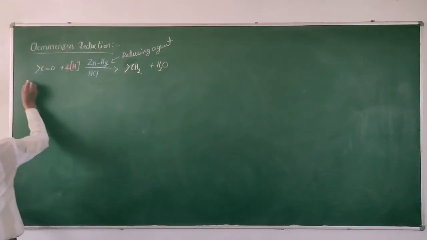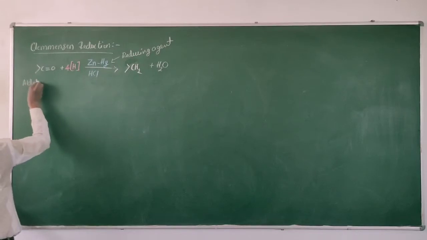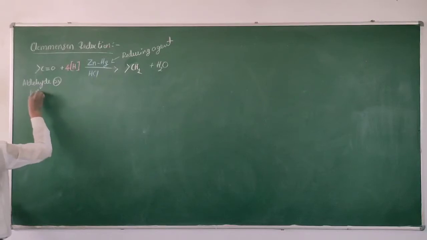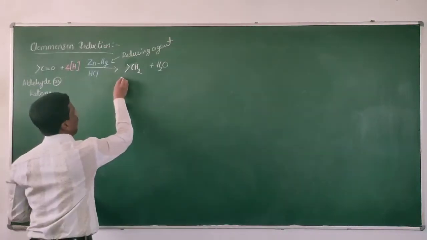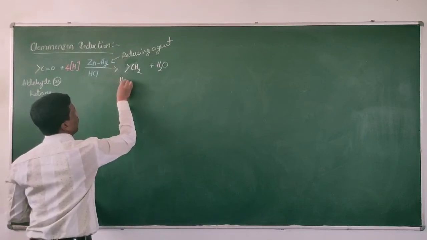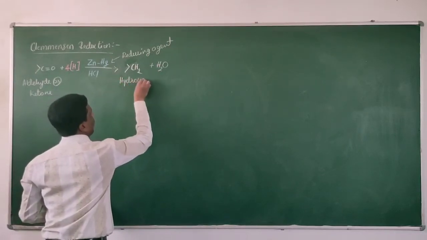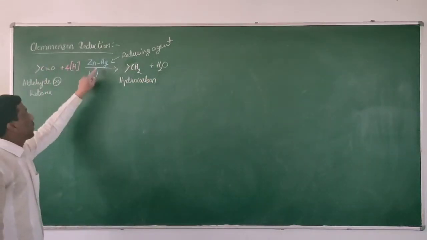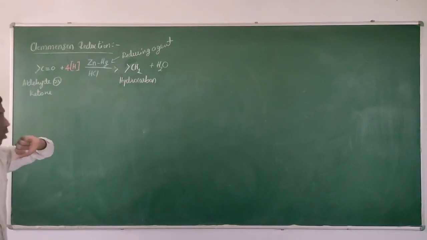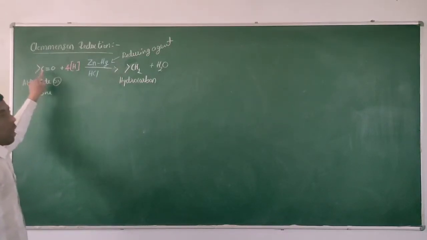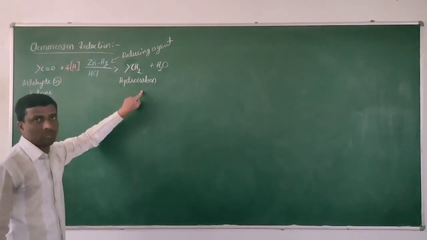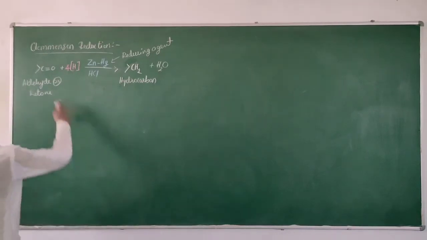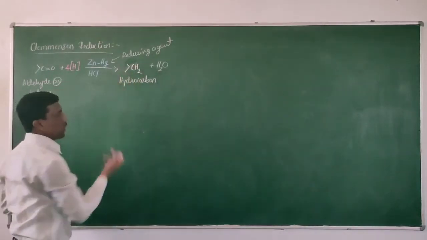What is this one? This is an aldehyde or a ketone. And this is what? Hydrocarbon. In Clemmensen reduction, the reducing agent zinc amalgam and concentrated hydrochloric acid reduces the carbonyl group into hydrocarbon. Removal of oxygen is reduction, addition of hydrogen is reduction.